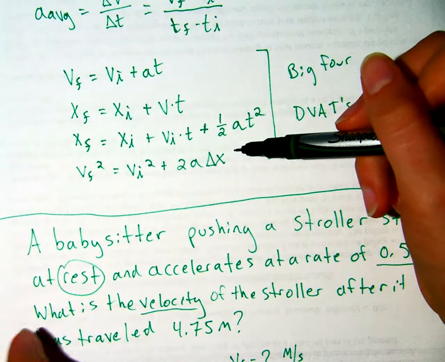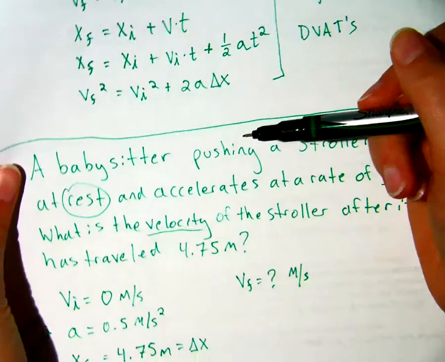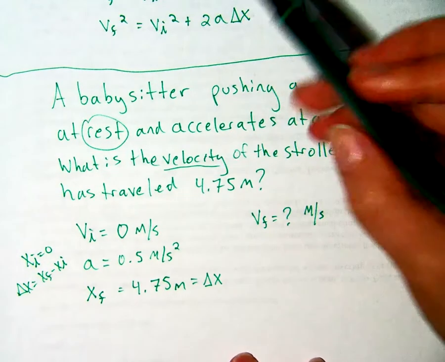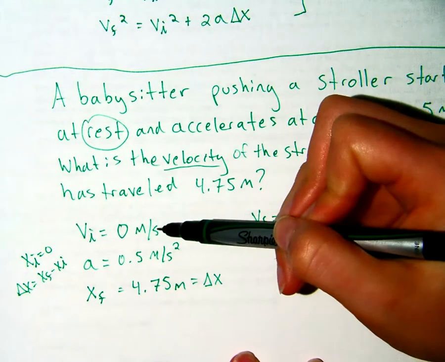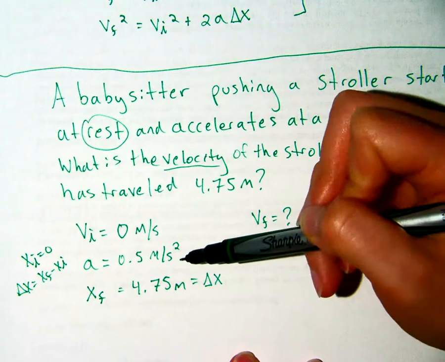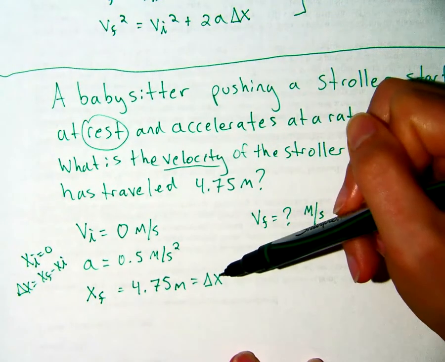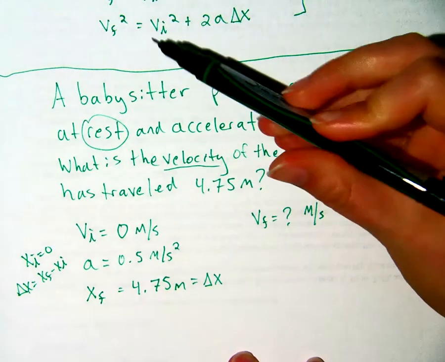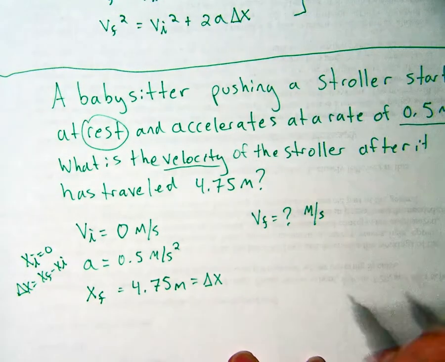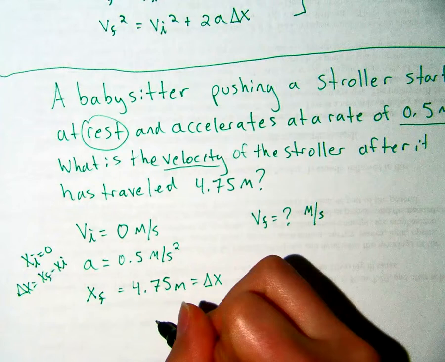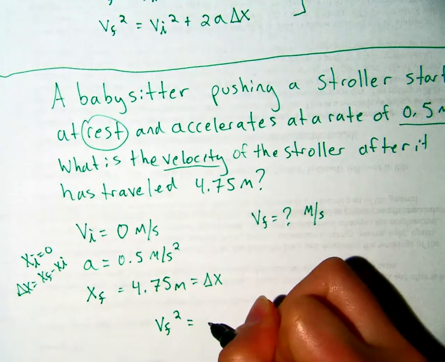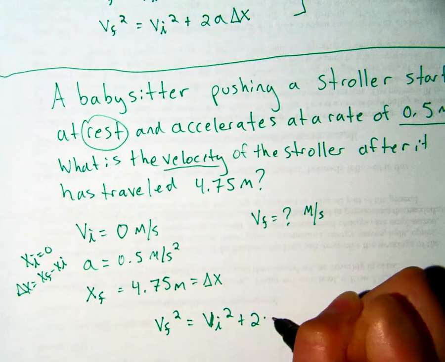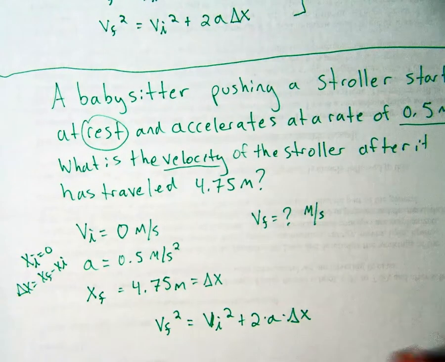And if you look closely, you'll see that we have every component in order to solve this problem. We have an initial velocity of 0, we have an acceleration, 0.5, and we have that change in position to be 4.75, and we are solving for that final velocity. So everything checks out. So that's our formula. The final velocity squared equals the initial velocity squared plus 2 times acceleration times delta x.